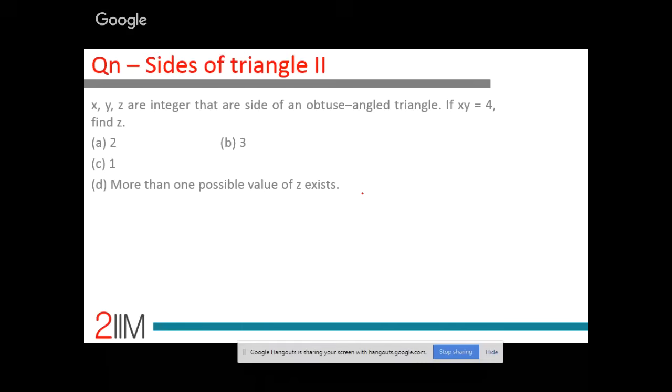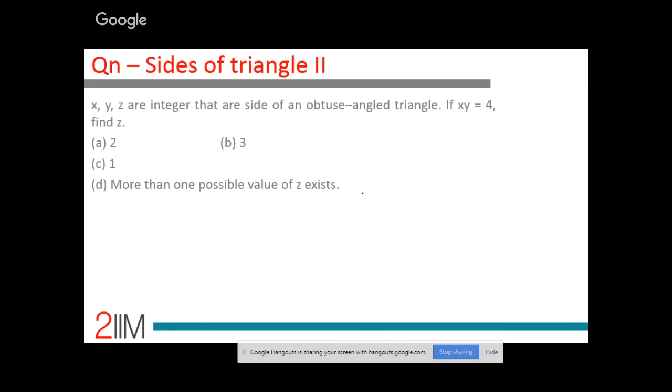Kind of question where the detail matters. So x, y, z are all integers. First idea: that forms sides of a triangle. Second idea: x into y is 4. Third idea: and this forms the sides of an obtuse angle triangle. That's a bunch of small things that you need to keep in mind.